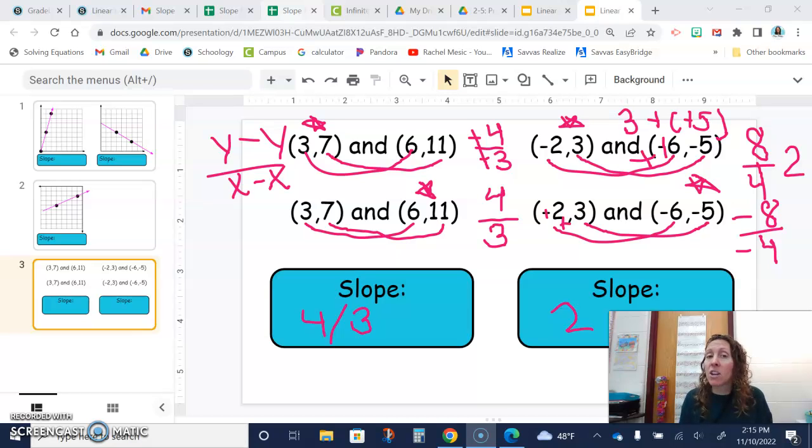So both ways are going to work out. You will get the same answer, but sometimes you'll have more negatives and more positives, but in the grand scheme, once you simplify, you will get the same answer.